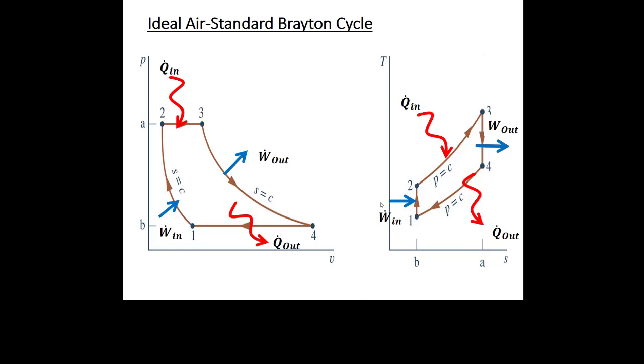Now, the TS diagram looks different because when I ask the question, what's the fluid, if the answer is air or some other ideal gas, it means I don't draw a vapor dome, right? But if the fluid is water or something like it, like a refrigerant, it means I do draw a vapor dome, right? But here there is no vapor dome because the fluid is an ideal gas.